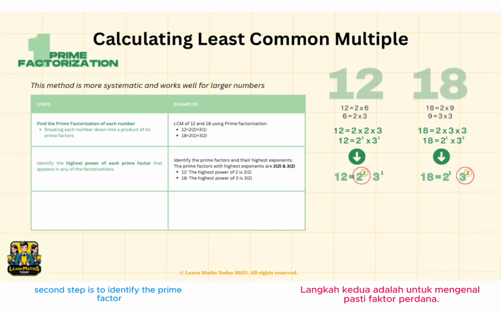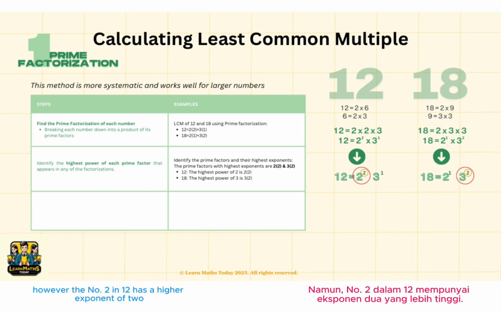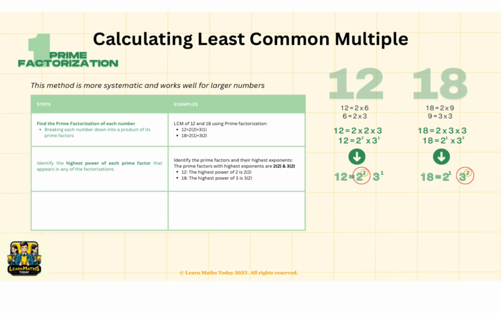Second step is to identify the prime factor with the highest exponents. Number 2 is a prime factor for both 12 and 18. However, the number 2 in 12 has a higher exponent of 2. Number 3 is also a prime factor for both 12 and 18. However, the number 3 in 18 has a higher exponent of 2. Therefore, in this example, we will only use 2 to the power of 2 and 3 to the power of 2.